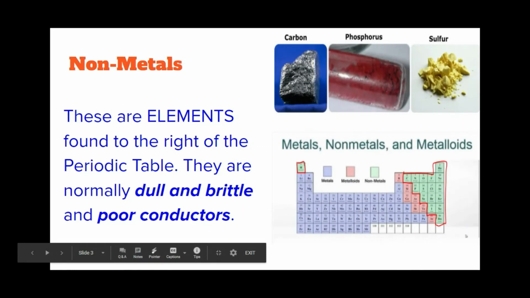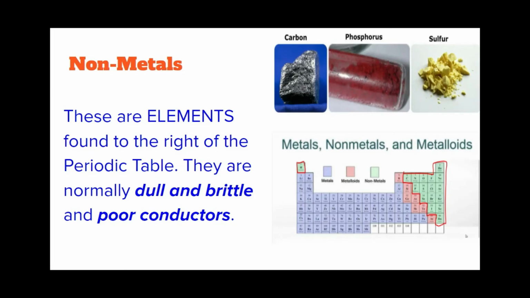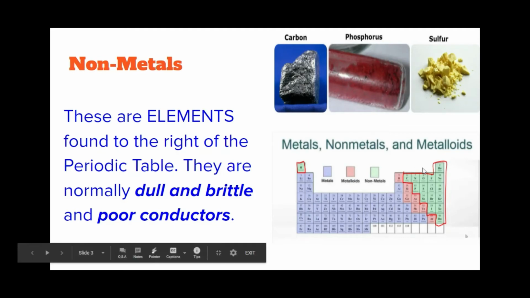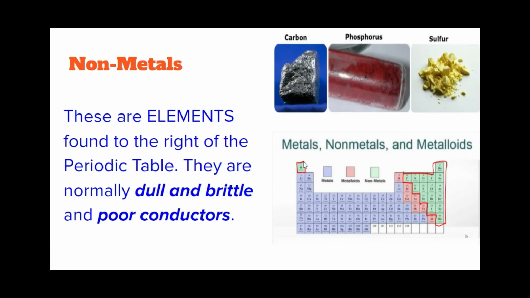Nonmetals are elements that are found to the right of the periodic table. They are normally dull and brittle, and they are poor conductors, which means that they don't really conduct electricity well. I've highlighted that section, again, rather poorly, over here, and make note that there is one nonmetal that is on the left-hand side of the periodic table. Examples of nonmetals include carbon, phosphorus, and sulfur.